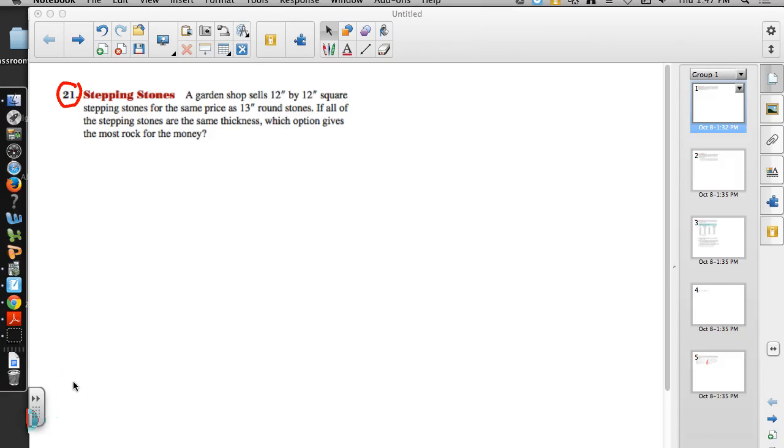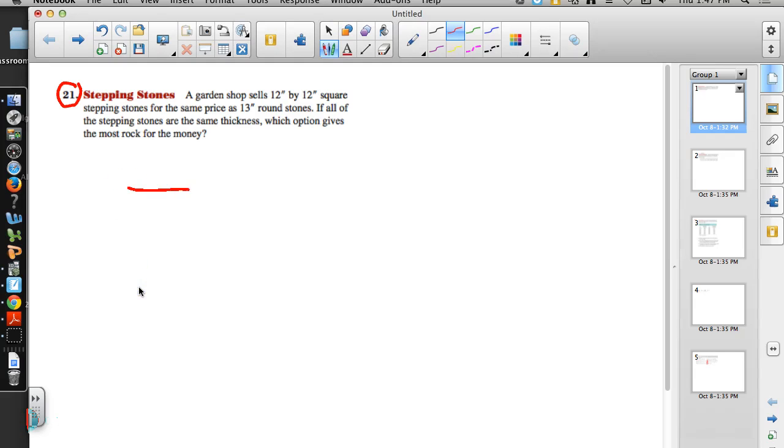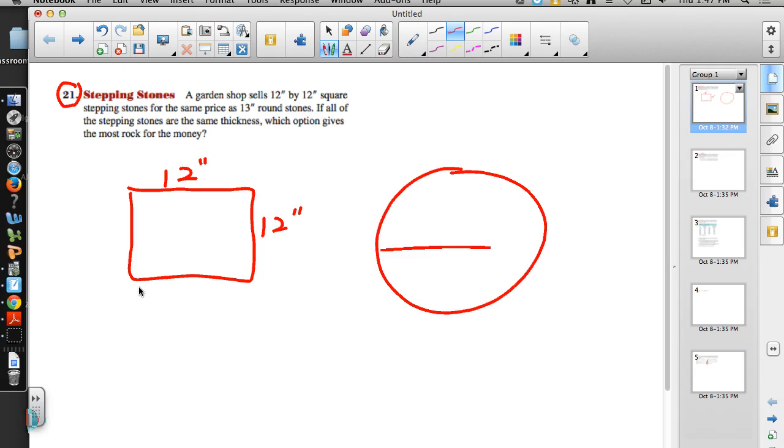These are the frequently asked questions for pre-calculus for section 1, day 2, starting with number 21. It says a garden shop sells 12 by 12 square stepping stones for the same price as a 13-inch round stone. And if all of the stepping stones are the same thickness, which option gives the most rock for the money?